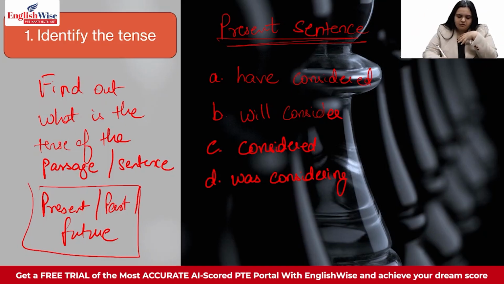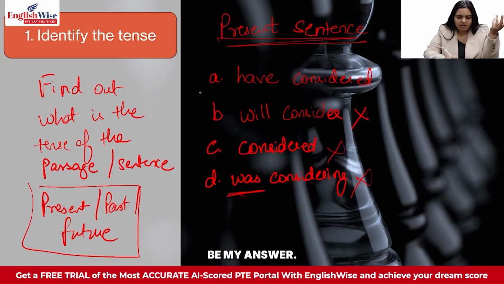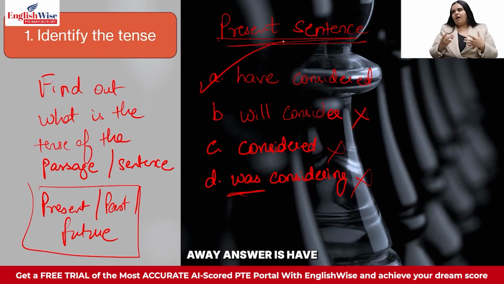Now over here, will consider is future tense, so that can't be my answer. Considered and was considering are past tense, so they also can't be my answer. So my straight away answer is have considered. So when you go step by step, you will be able to go quicker and be more accurate.